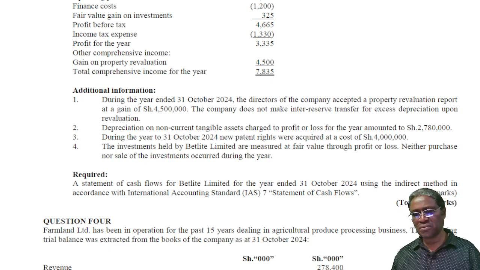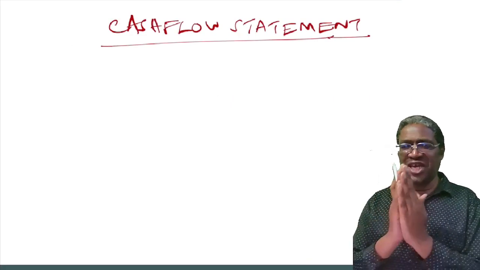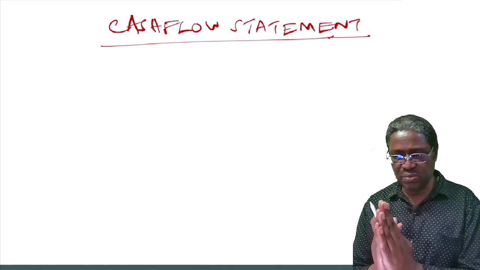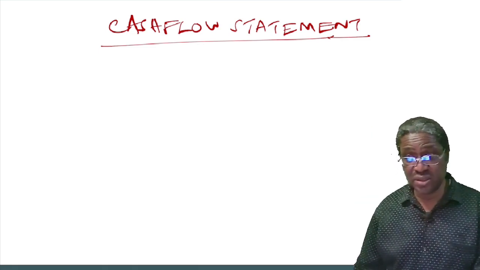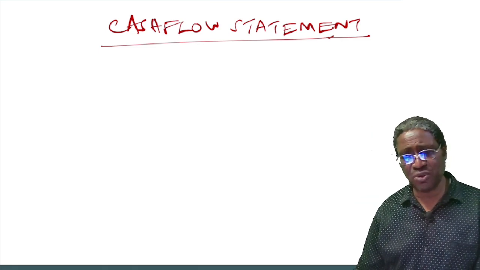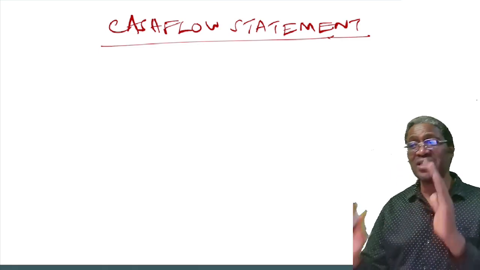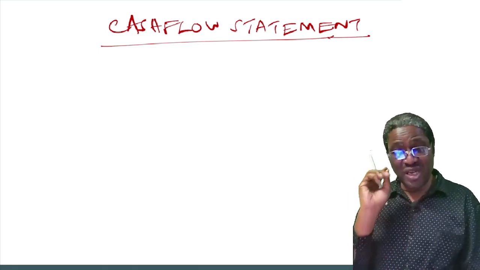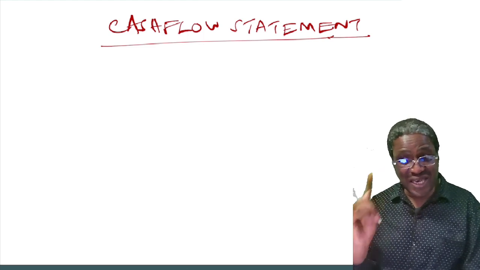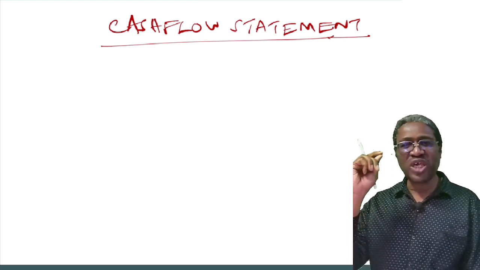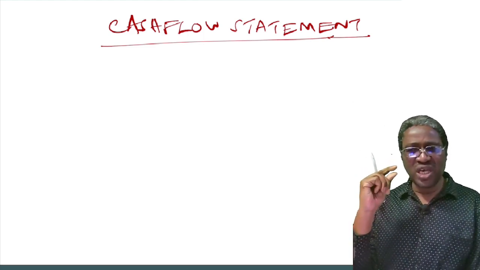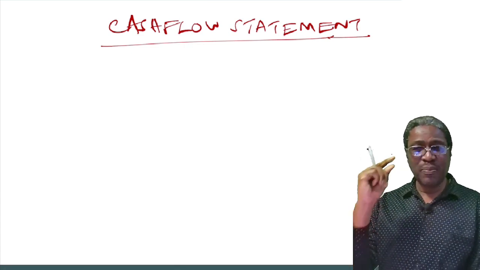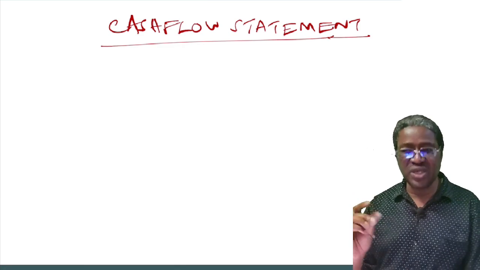Now, listen. You all know that whenever you are given a cash flow question, this is important. The procedure for doing any cash flow question is normally standard. What do I mean by standard procedure? We have said this before, that whenever you are given a question on cash flow, the procedure for doing that question is standard.